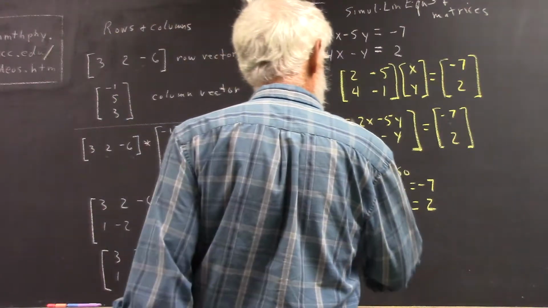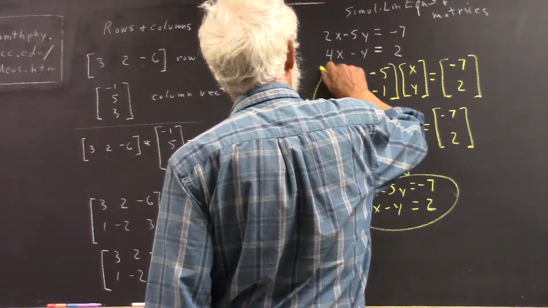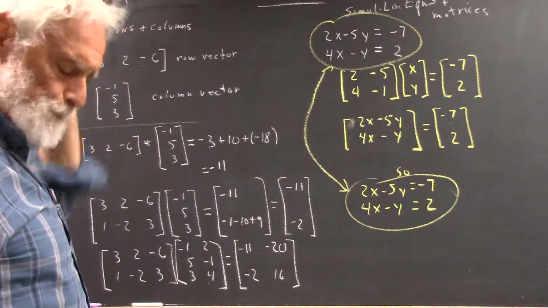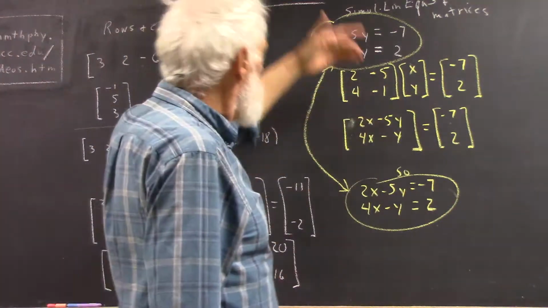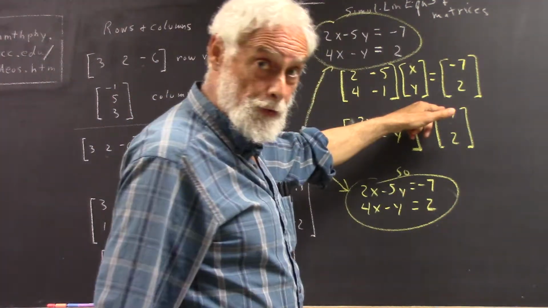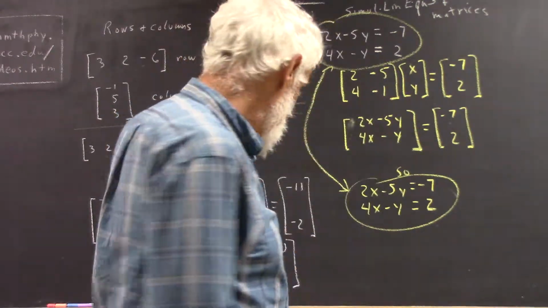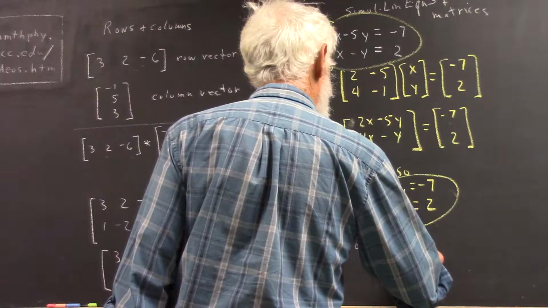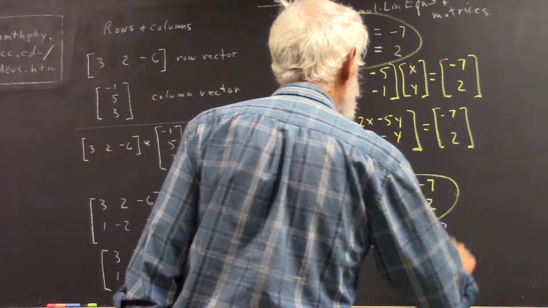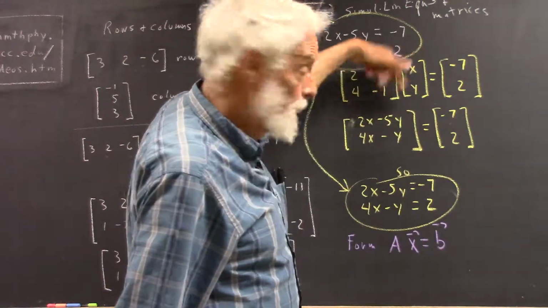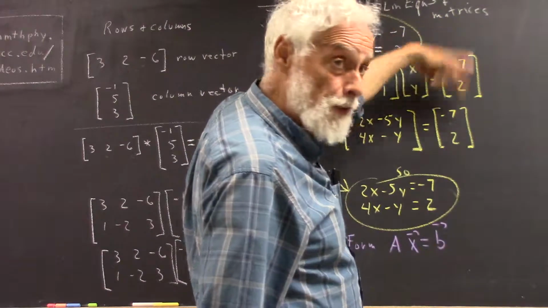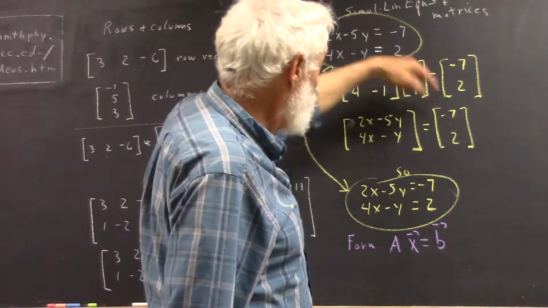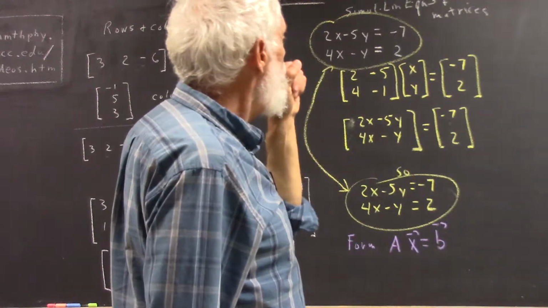Well, what's this? This is just the same as this. Now, we've expressed the system of equations as a matrix equation. This matrix equation is of the form AX equals B, where x is a column vector that consists of both x and y, and b is the column vector over here that you get from the fact that you're using x and y as your variables in your simultaneous equations, and the fact that the -7 and 2 are on the right-hand side of your equal sign.